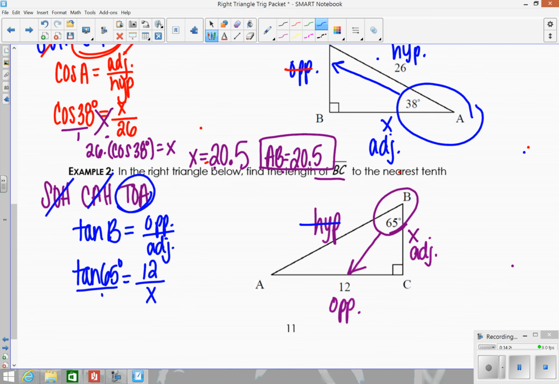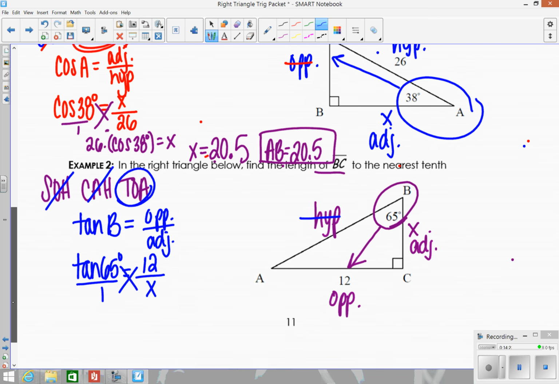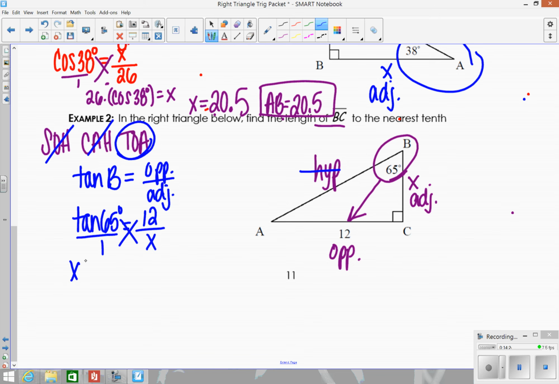Then you're going to put this over 1 and go ahead and cross multiply. So we have x times tan of 65 equals 12. Remember, tan of 65 is just some messy decimal. So if you want to put it in your calculator and get a decimal, you can, but don't round until the very end. So I would just leave it like this.